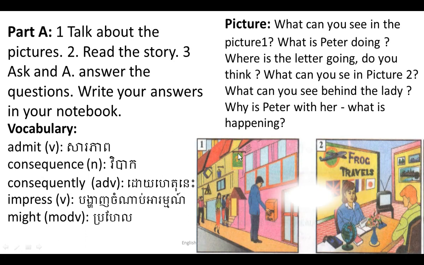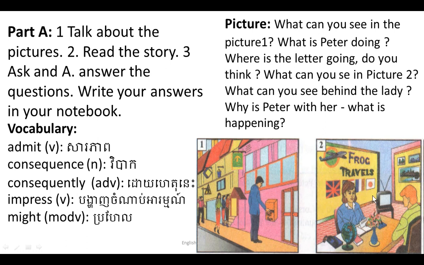Look at the picture. Look at picture 1. What can you see in picture 1? We can see a building and a lot of people. And what is Peter doing? Peter is putting his letter into the box. This is a public box that everyone can put their letter or comment in. And where is the letter going, do you think? This paper is going to the company.